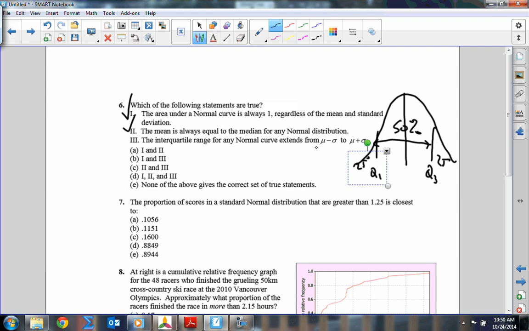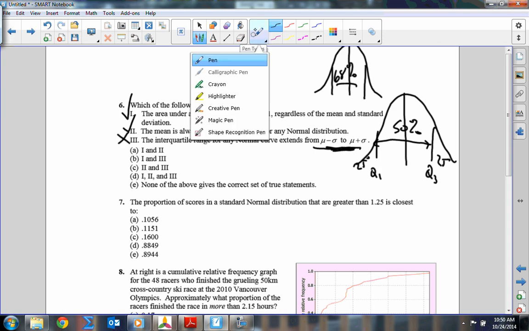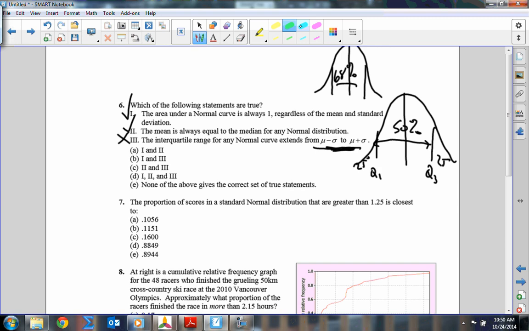But these values here, so I can make that go away. All right, these values, the mu minus sigma and the mu plus sigma, that is representative of 1 standard deviation from the mean. So if there's my mean, I go 1 sigma here, 1 sigma there. This is approximately 68%. So the IQR and these two values are not the same. So we're going to get 3 and X, and then go through and select the correct answer, which is 1 and 2.